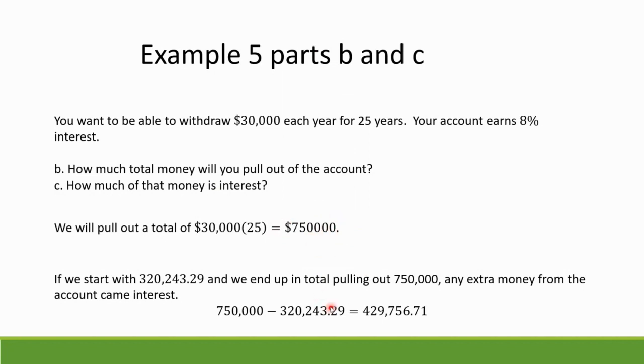And now the next question I'm asking is, how much money came from interest? How much in the account is from interest? Well, we have our balance. This is how much we're taking out. Anything left over is our interest. So we have $750,000. That's how much we're taking out. This is how much was in initially. So anything left over in the account came from interest, which is what this is.